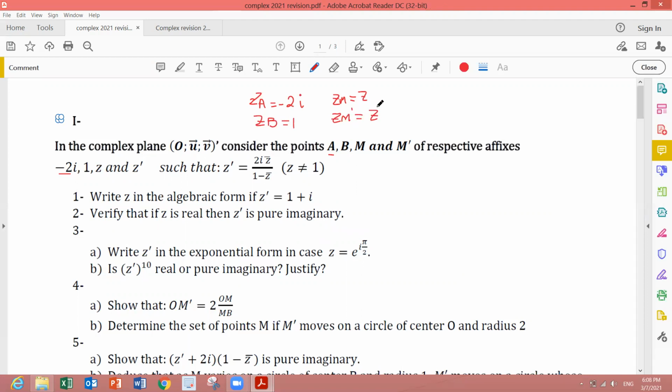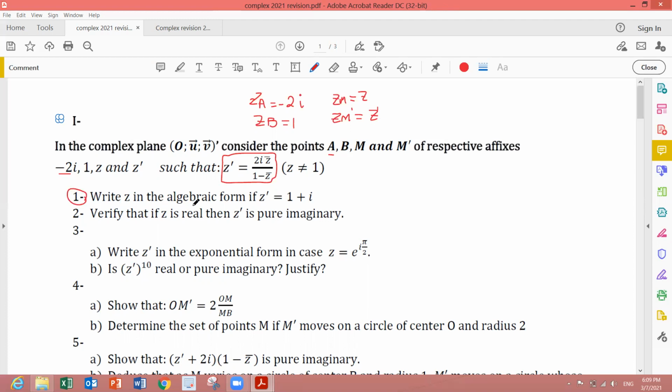This is the given. It is given that ZA equals minus 2i, ZB equals 1, ZM equals Z, and we have this relation between Z prime and Z: Z prime equals 2i Z bar over 1 minus Z bar, with Z different from 1, since the denominator is different from 0. 1 minus Z bar different from 0, so Z bar different from 1, so Z different from 1.